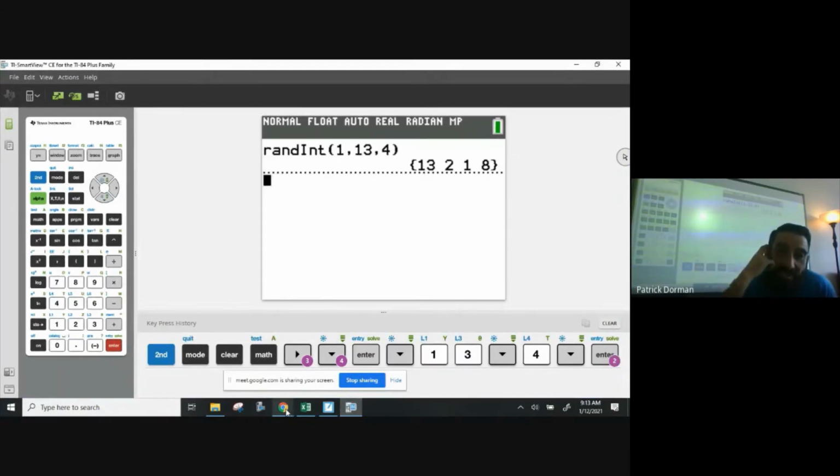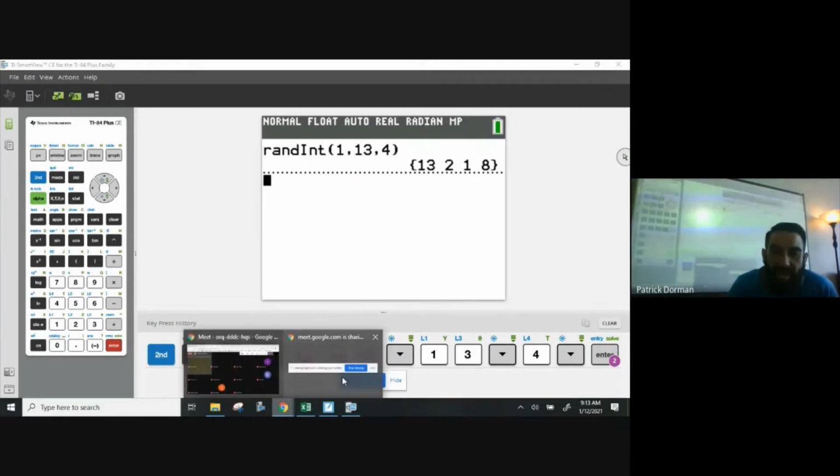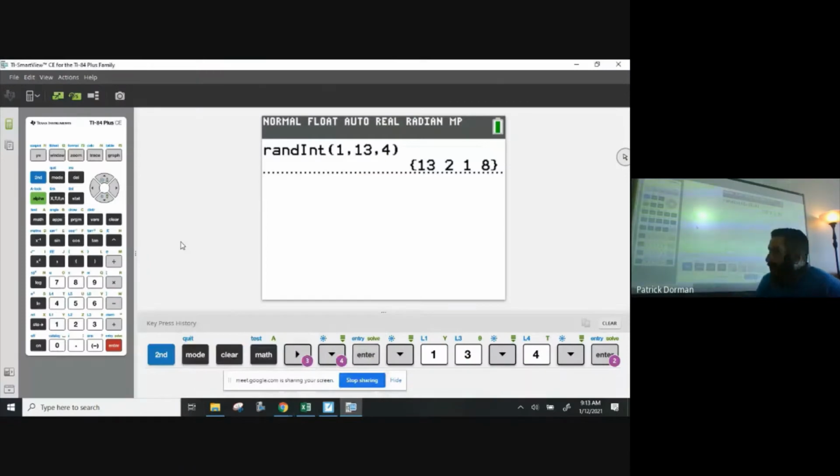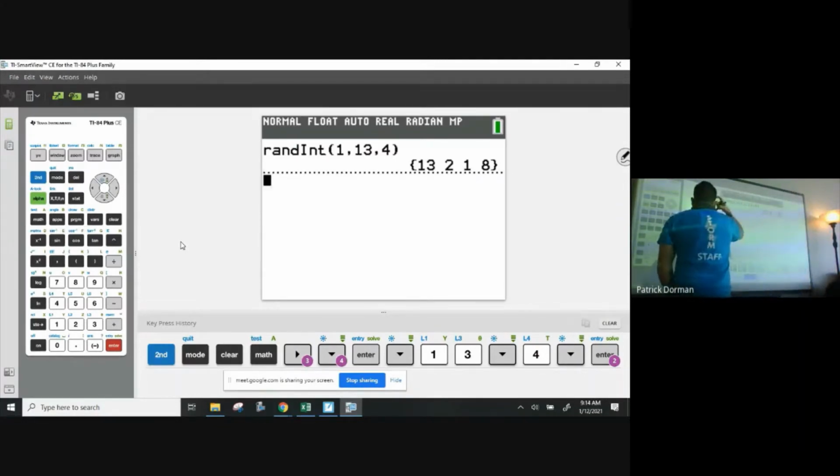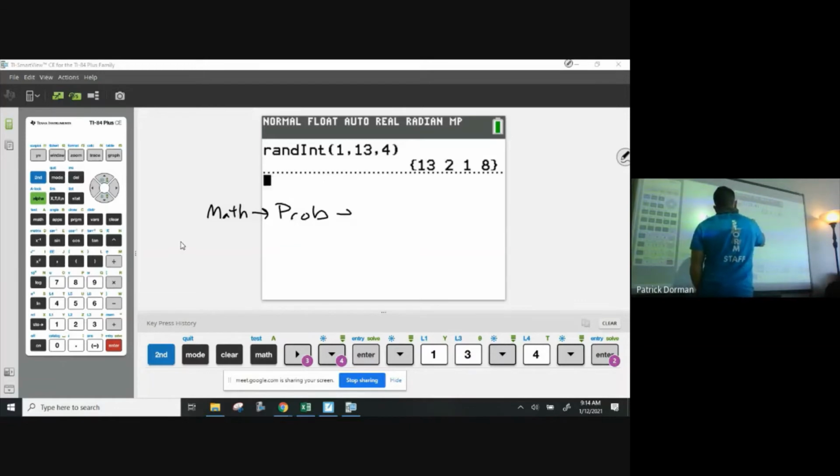Okay, so we selected 4 people. Let's talk about the steps that we would take in order to do that. So let me write down these calculator commands for you so that you have it for your reference. Okay, so from your main calculator screen, you're going to hit math. Then you're going to scroll over to prob for probability. And you're going to go down and you're going to choose randint.